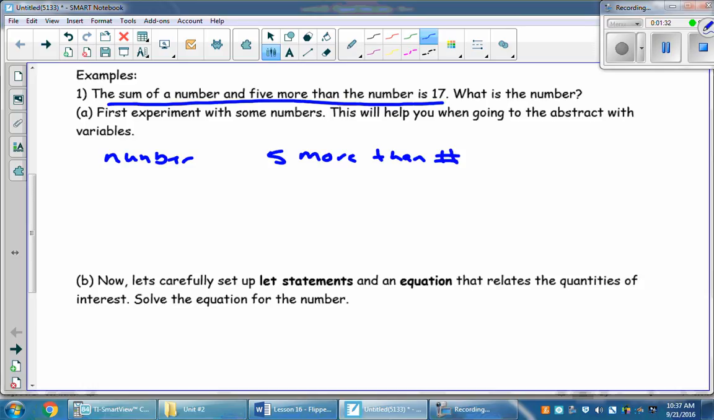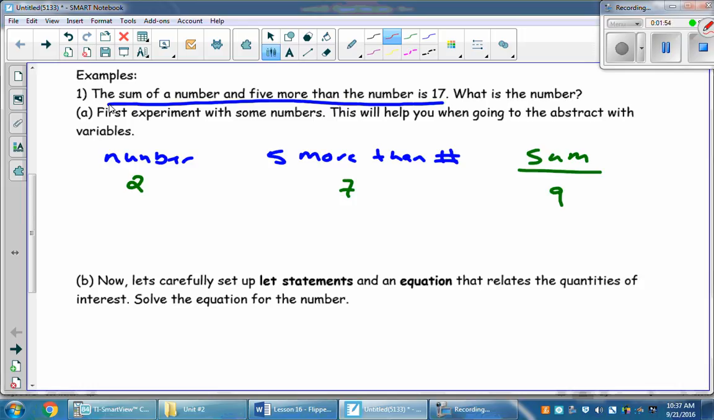So I'm going to start by picking a number. For example, I'm going to pick the number 2. If I start with my number being 2, the second number has to be 5 more than that. Well, 5 more than 2 is 7. If I add the 2 and the 7 together, that gives me the sum of those numbers. That sum in this case is 9. As it says, though, our sum is supposed to be 17. So I'm going to try a different pair of numbers.